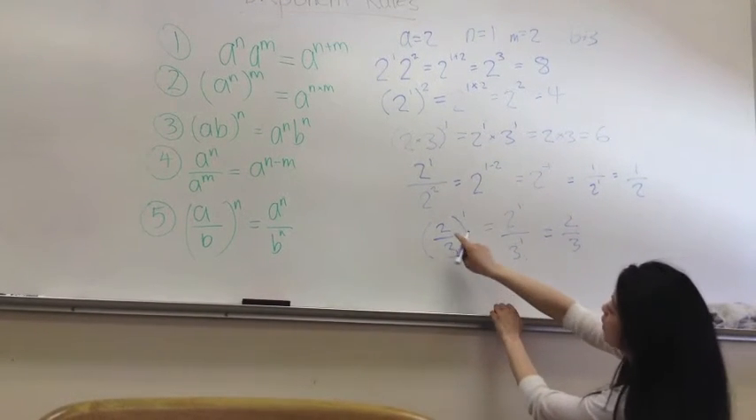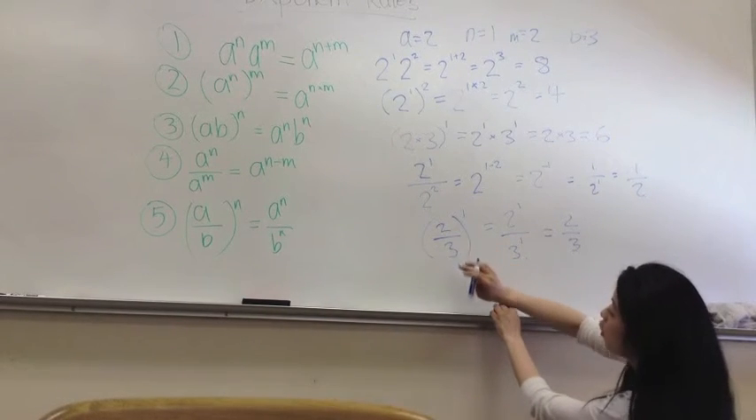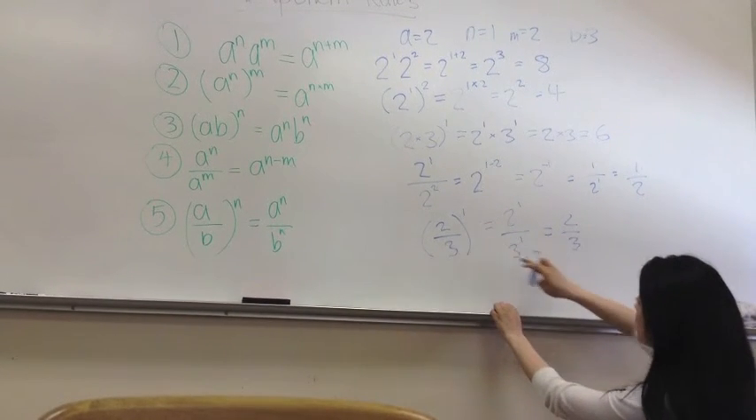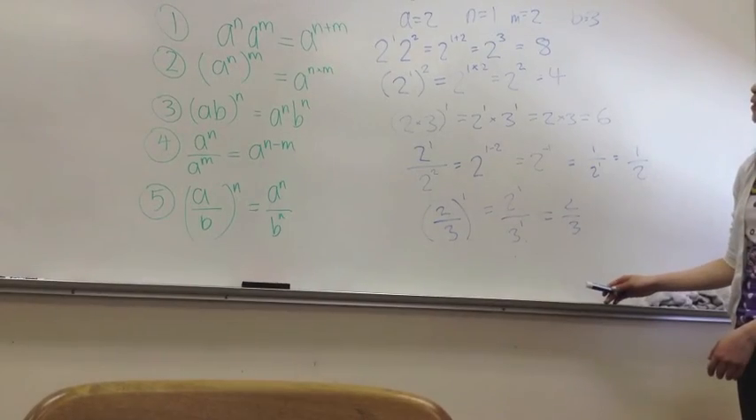And that is our answer, because that means that 2 divided by 3 all to the 1 is just equal to 2/3. And there we have all the examples to the exponent rules.